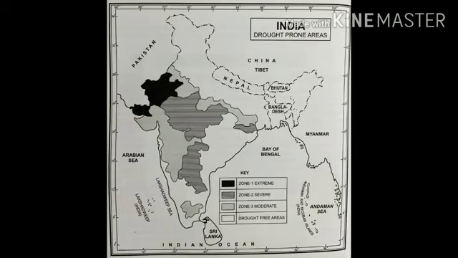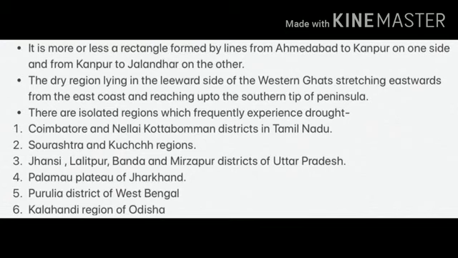Next, outside the above mentioned two major regions, there are isolated pockets which experience frequent droughts and are termed as drought-prone areas. They are: Coimbatore and Tirunelveli, Kattabomman district in Tamil Nadu, Saurashtra and Kutch region, Jhansi, Lalitpur, Banda and Mirzapur district of Uttar Pradesh, Palamau plateau of Jharkhand, Purulia district of West Bengal, and Kalahandi region of Odisha. These scattered pockets account for about 1 lakh square kilometer.